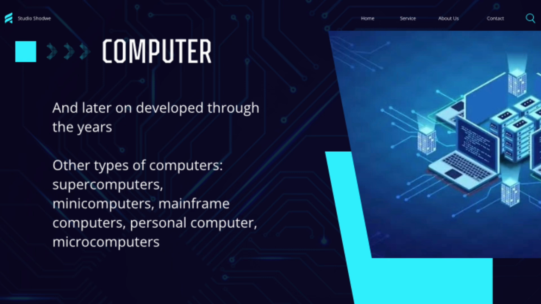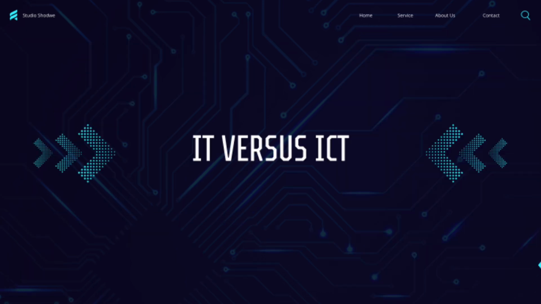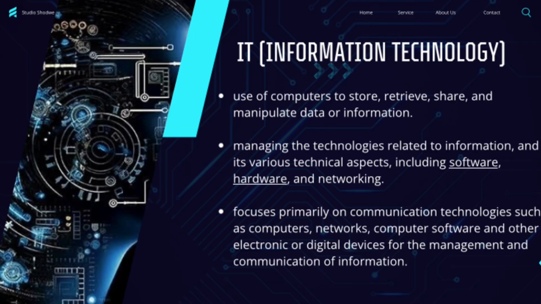Here are the other types of computers: supercomputers, minicomputers, mainframe computers, personal computers, and microcomputers. The next topic is IT versus ICT. In this topic, we will differentiate IT and ICT. IT, defined as information technology, is the use of computers to store, retrieve, share, and manipulate data or information.